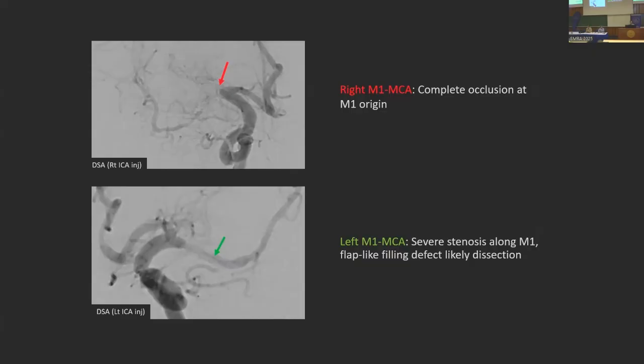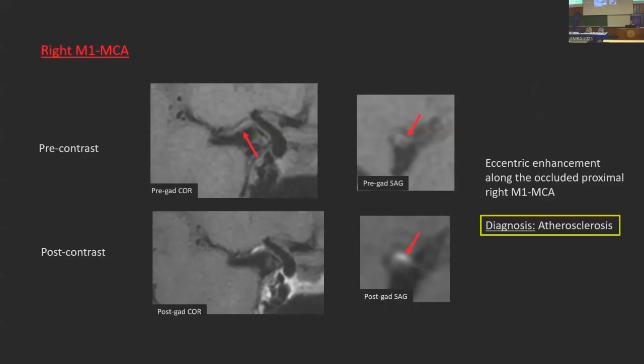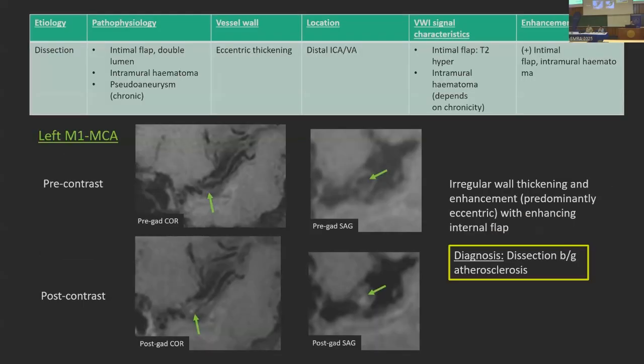The right M1 MCA shows complete occlusion, and on the left, we can see there was a filling defect, flap-like, indicating a likely dissection. Vessel wall imaging was performed. On the right side, you can see irregular wall thickening with eccentric enhancement along the involved segment. So there's underlying atherosclerosis. And on the left is a case of dissection complicating an underlying atherosclerosis, with irregular wall thickening and an enhancing intimal flap.